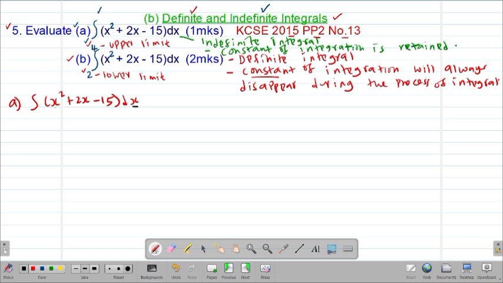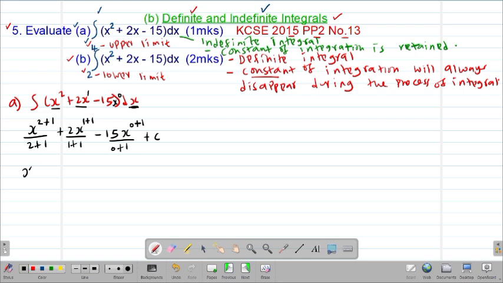Therefore, if we integrate the first term, x squared, we add 1 to the power, then divide by the new power, which is 2 plus 1. Then we integrate the second term, 2x, which is power 1, so we add 1 to the power and divide by the new power. Then minus 15, which means x to the power 0 since we are integrating with respect to x. To integrate, we add 1 to the power, then divide by the new power, which is 0 plus 1. Then we add an arbitrary constant of integration.